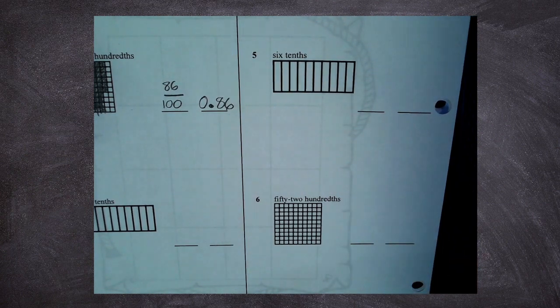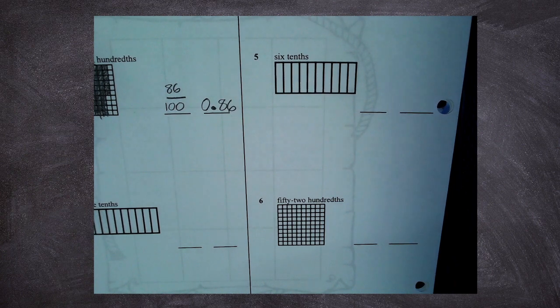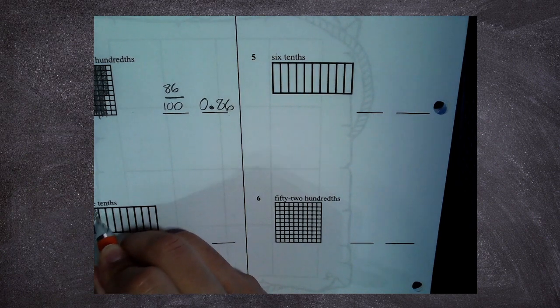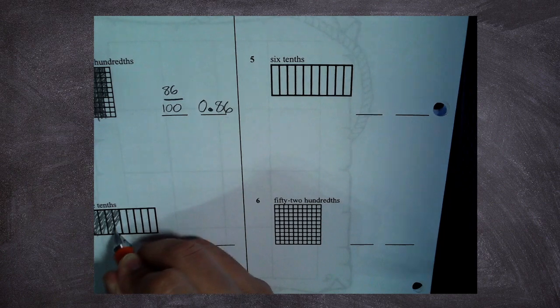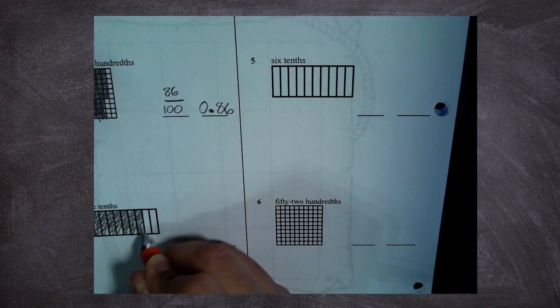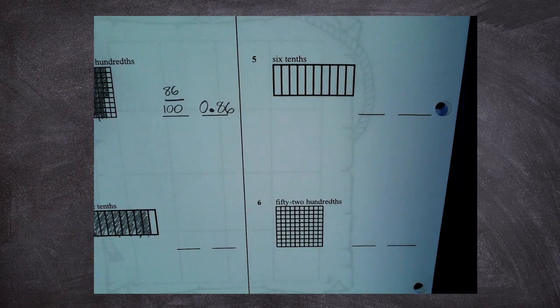Okay, well, tell me the first part, Jaylene. How many pieces do I shade in? 9. Okay, so let's do that. 1, 2, 3, 4, 5, 6, 7, 8, 9. All right. Now, Jaylene, you say you know the rest, right?